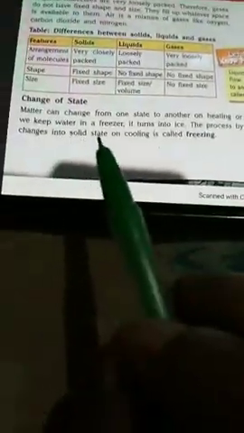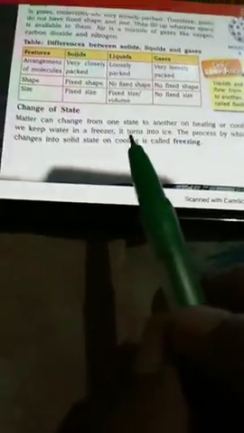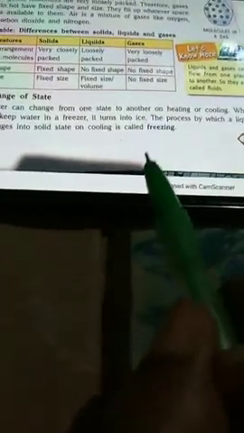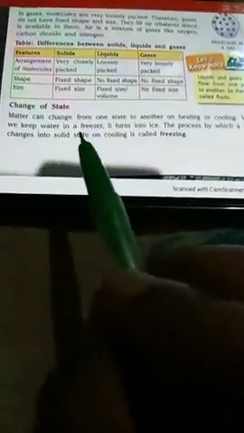When we keep water in a freezer, it turns into ice, which means it becomes solid. You can hold that ice in your hand. Can you hold water in your hand? No. But you can hold ice in your hand, which means it has become solid now. So when we keep water in a freezer, it turns into ice.